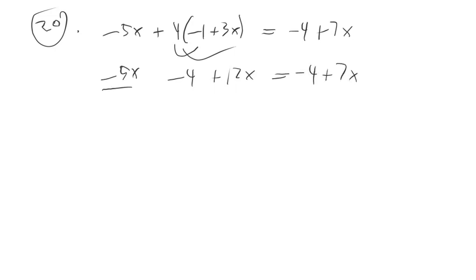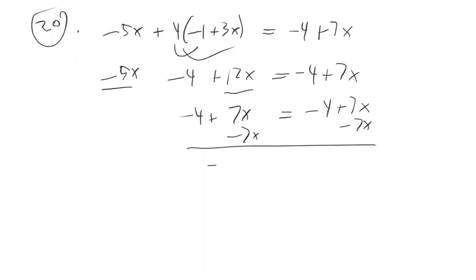So combine together the like terms. So negative 5x plus 12x is 7x. So negative 4 plus 7x equals negative 4 plus 7x. So then you'll subtract 7x from both sides. So negative 4 equals negative 4. Now, if I add 4 to both sides, I'll get 0 equals 0.